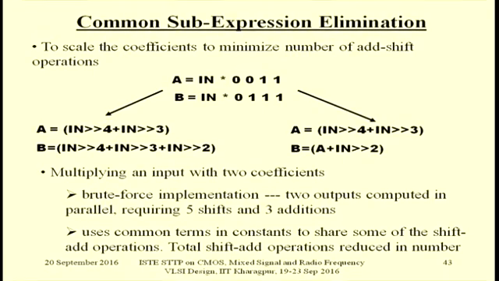So it uses common terms in constants to share some of the shift-add operations. The total shift-add operations reduce in number. This is how we name it sub-expression elimination. This is very popular in compiler design technique, and it has been introduced here. In fact, for filtering operations, you can find a lot of use of common sub-expression elimination if you read a paper on filtering implementation. So we just show a small example.